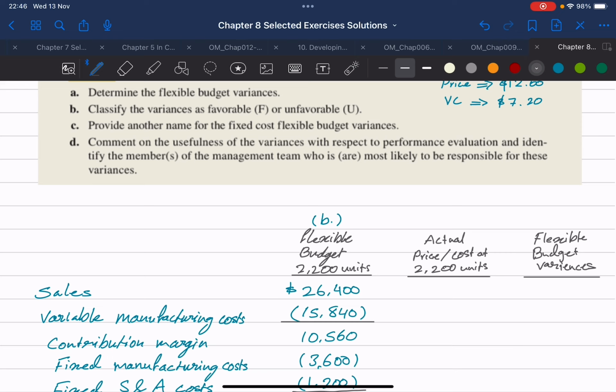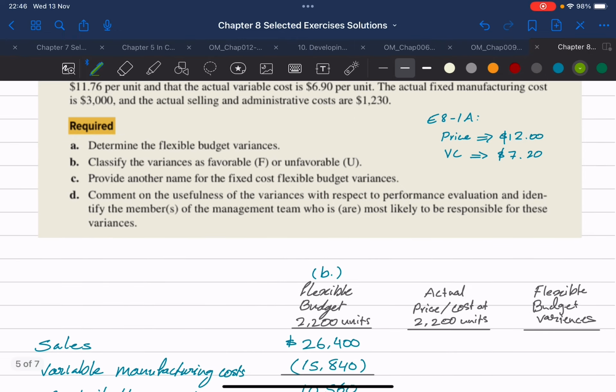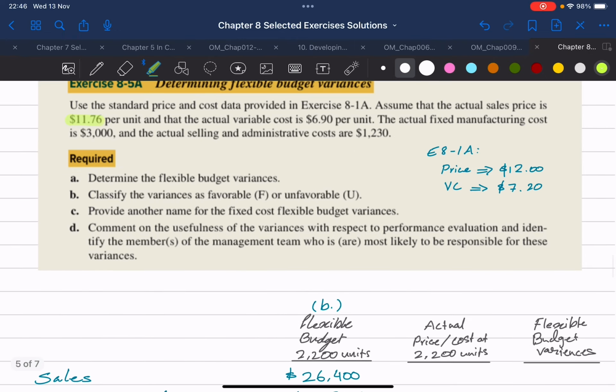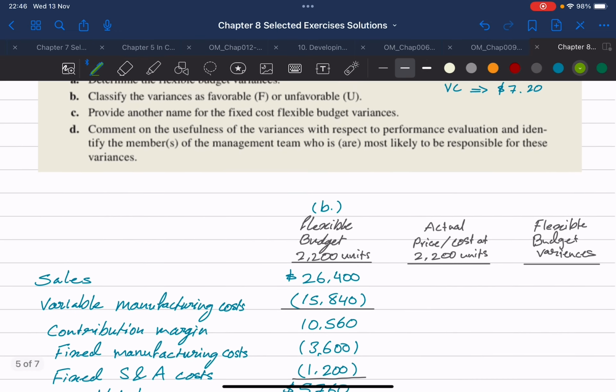Now let's go ahead. For the sales, now we have a different price. This is our new price. Let me highlight it. Okay, so for 2,200 units at a price of $11.76, we should have sales of $25,872.